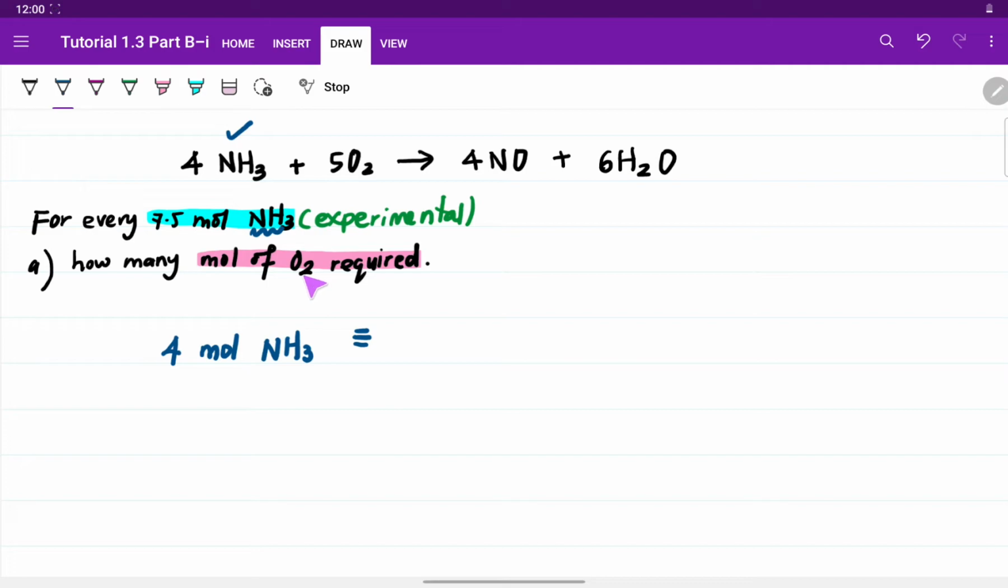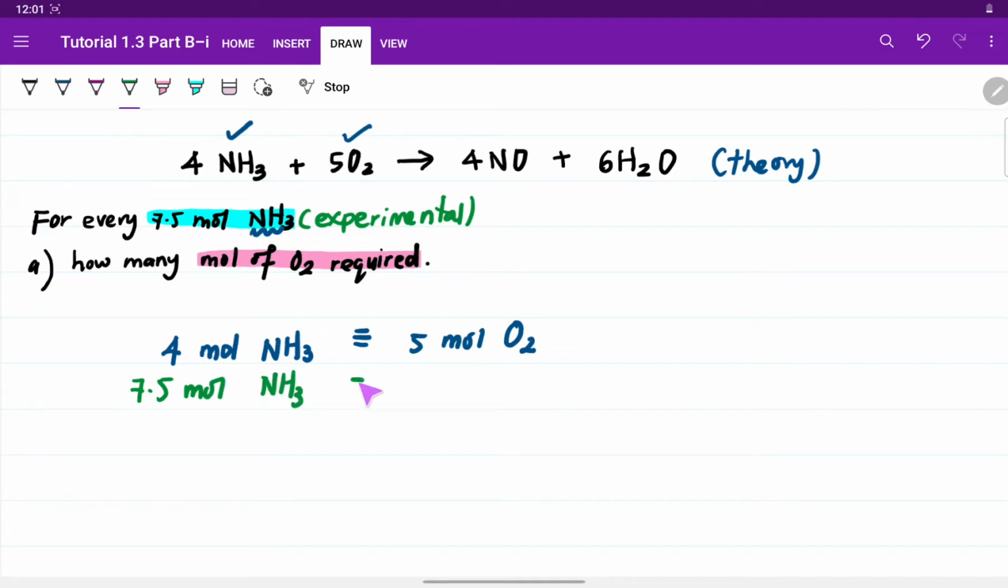Kita nak cari O2. So kita tengok relationship between ammonia NH3 dengan O2 dekat sini, oksigen. Okay, so untuk 4 mole of NH3, it needs 5 mole of O2. Okay, so ingat yang ini adalah daripada teori, from your balance equation dekat sini. Okay, so saya label dekat sini, teori. Now, untuk value experimental tadi, kita ada 7.5 mole of NH3.